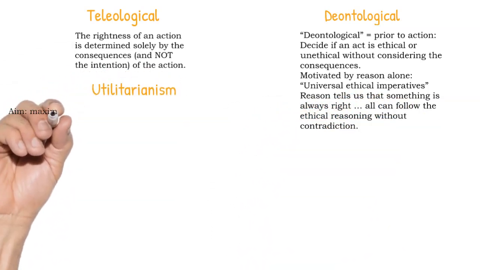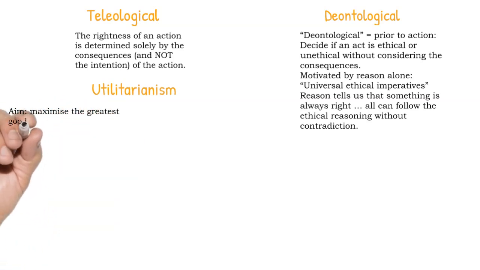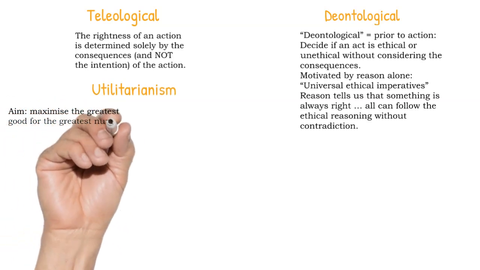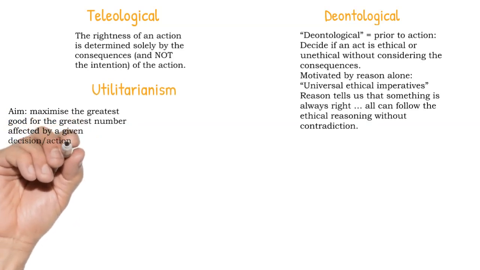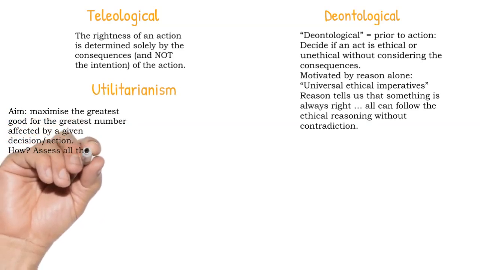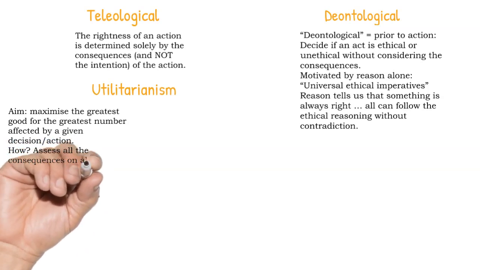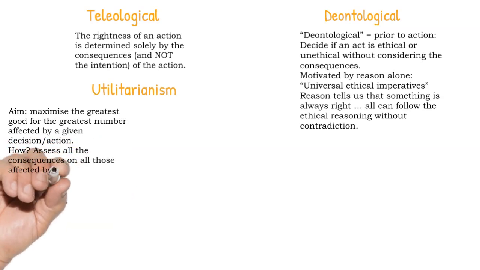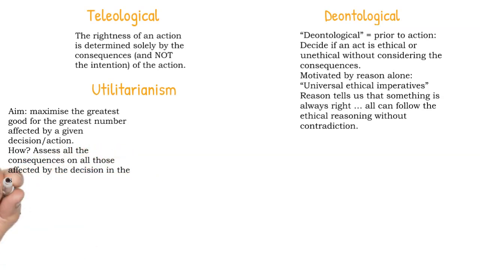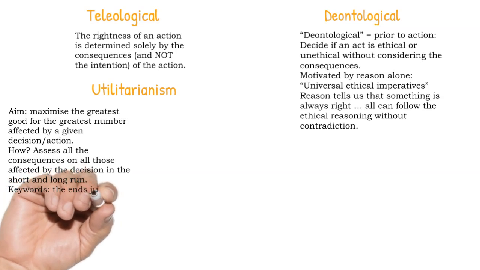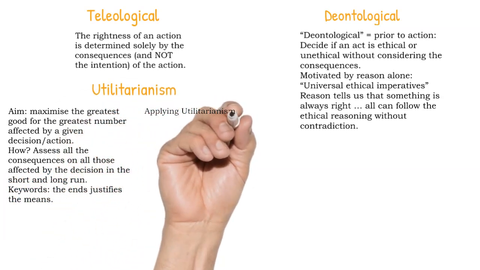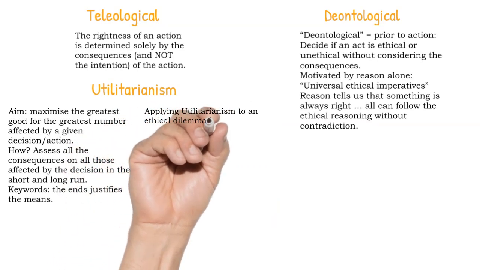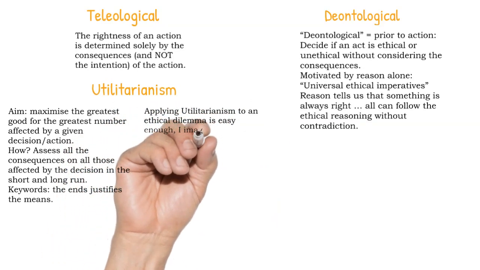Now, under teleological, we studied utilitarianism, theorized by Jeremy Bentham of the 18th and 19th centuries. The aim of utilitarianism is to maximize the greatest good for the greatest number affected by a decision or action. How do we do this? Well, we assess all the consequences on all those affected by the decision in the short and long run. The key words in the theory are: the ends justify the means.